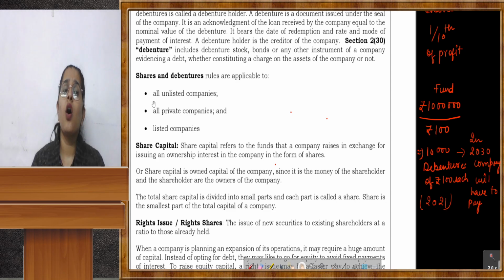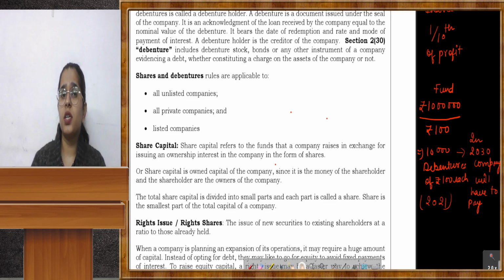So first is all unlisted companies, all private companies, and all listed companies. So what are listed companies? Listed companies are those whose shares are traded on a stock exchange, right? There are two stock exchanges. One is Nifty, next is the Bombay Stock Exchange, right? So whichever company shares are listed on a stock exchange are known as listed companies.